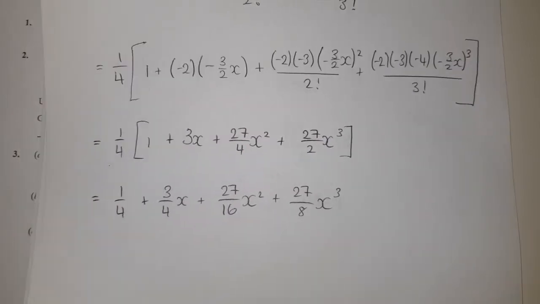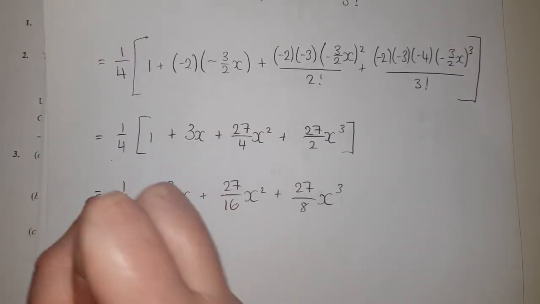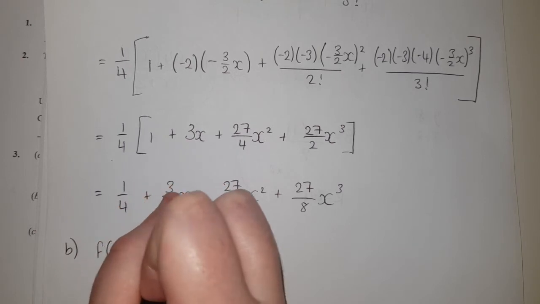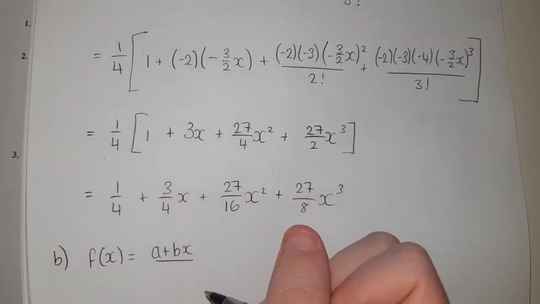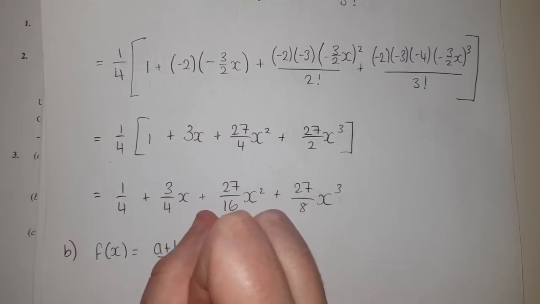Right, the second part of this is that f of x was equal to a plus bx over 2 minus 3x squared.